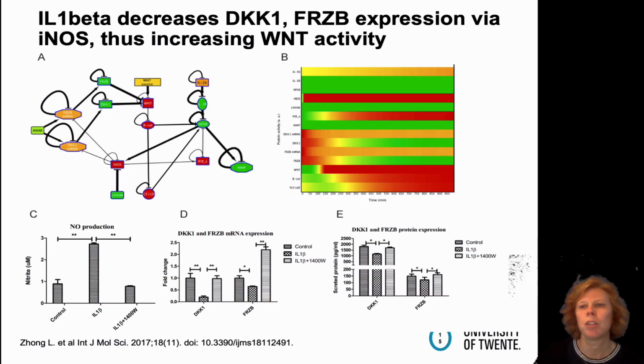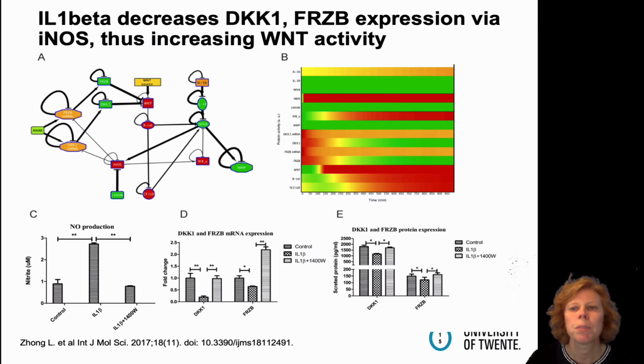Despite having a large functional overlap in the development of OA, the mechanisms of interleukin-1 beta and Wnt crosstalk have remained largely unknown. Using a combination of computational modeling and molecular biology, we revealed a mechanism by which interleukin-1 beta upregulates Wnt signaling by downregulating Wnt antagonists, DKK1 and FRZB. And this happened via iNOS, since blocking iNOS restored DKK1 and FRZB expression to control levels.